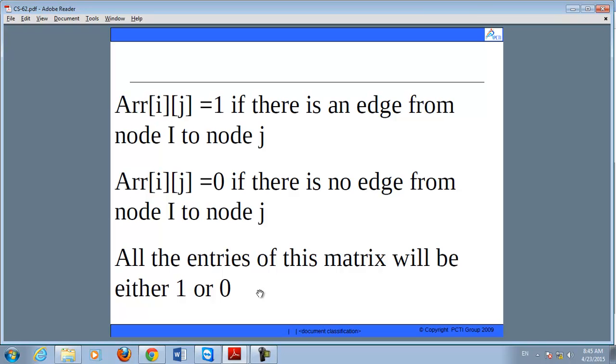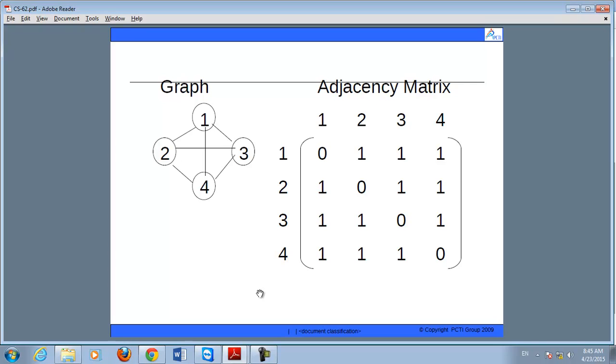Matrix means the collection of rows and columns according to the number of vertices. If there is an edge from node 1 to node 2, then 1 will be presented in the adjacency matrix. If there is no edge from node 1 to node 2, then there will be 0, and all the entries of the matrix can be either 0 or 1.